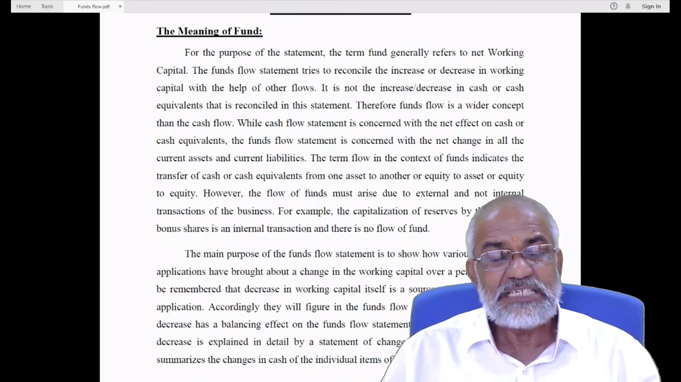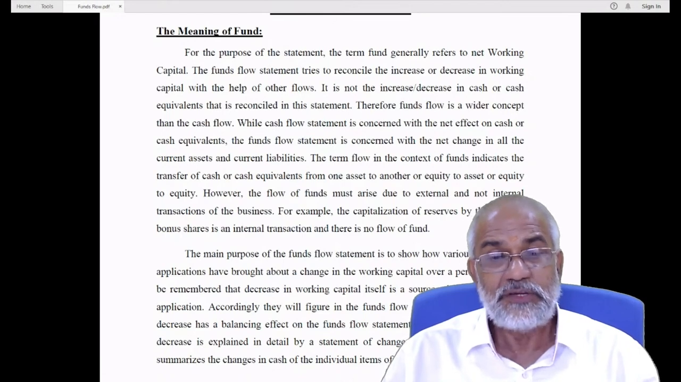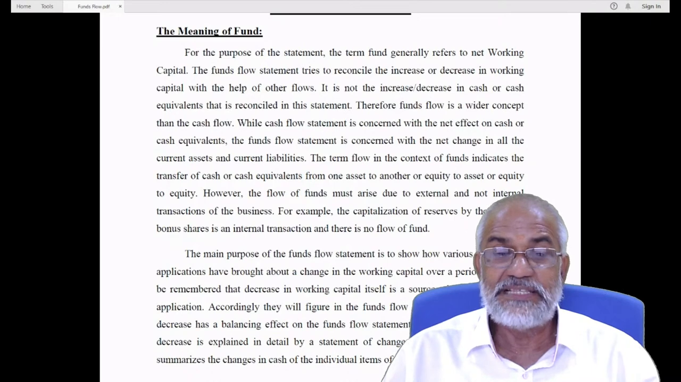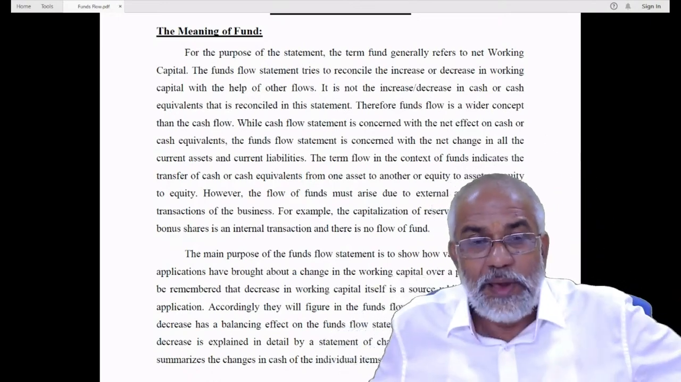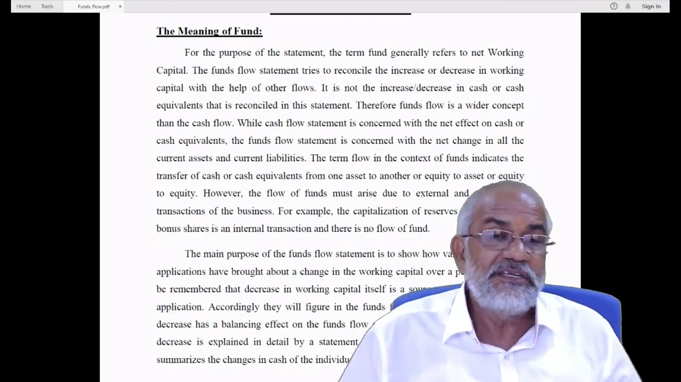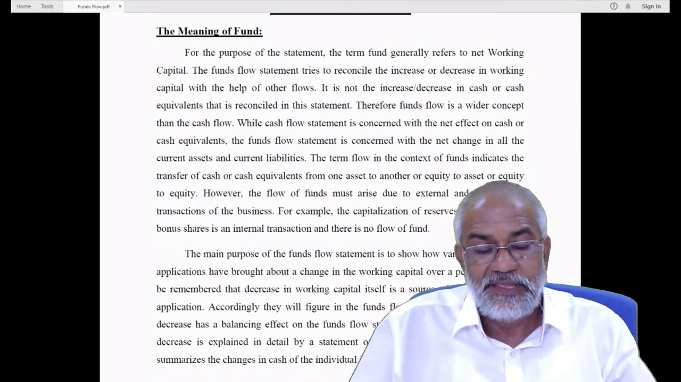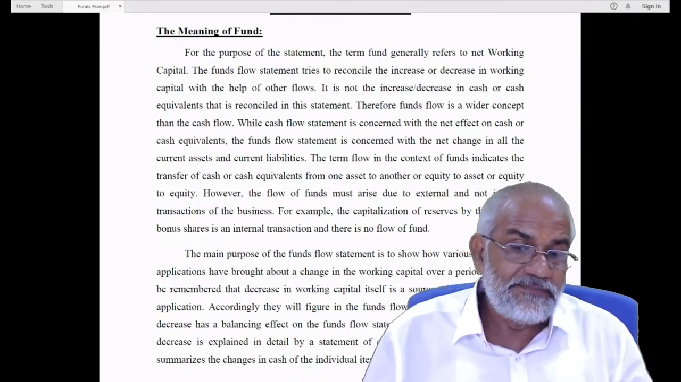Remember that the first balance sheet of the organization is just equivalent to the funds flow statement of that particular organization for the first year. The first balance sheet would be exactly similar or equivalent to that of the funds flow statement. But from the next year onwards, it will not remain the same. So this is about the funds flow statement.